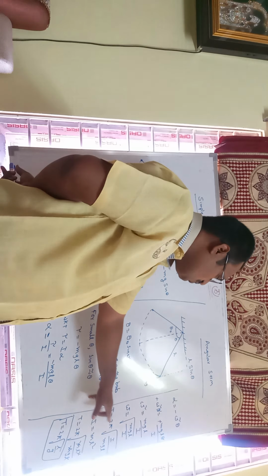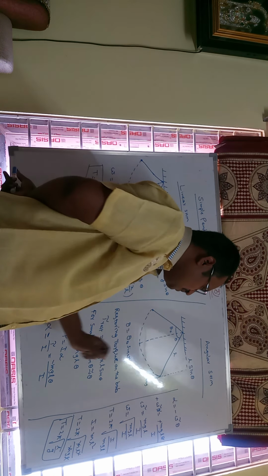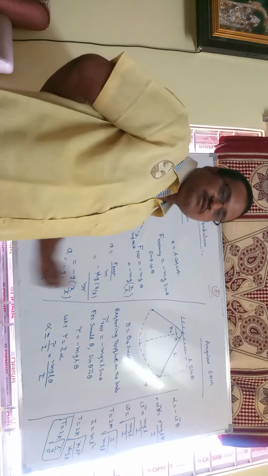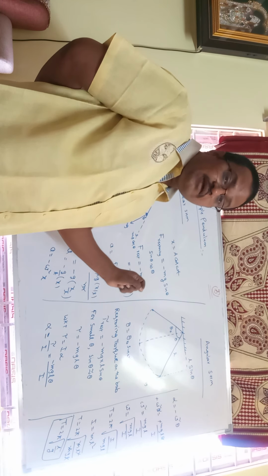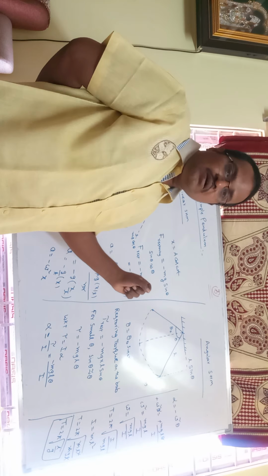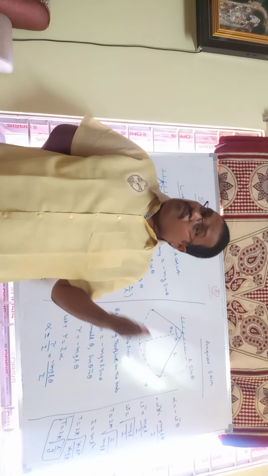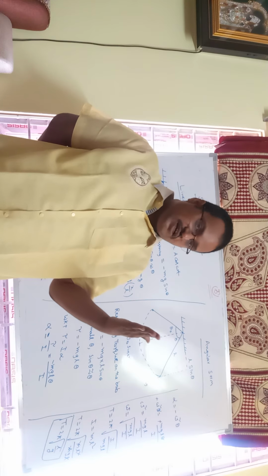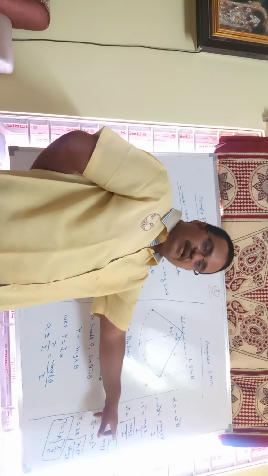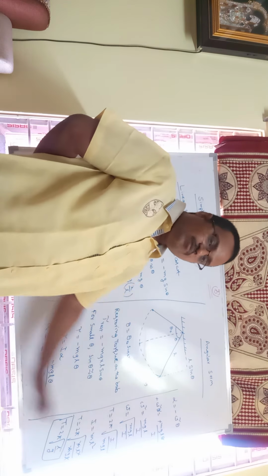Now time period equal to 2 pi into root over I by mgl. Here you may have a doubt: why do we have to consider the moment of inertia? Generally, according to the first law of motion, inertia measures mass. Mass is the measure of inertia. That's why I am considering the I value. I is the moment of inertia of the spherical ball.